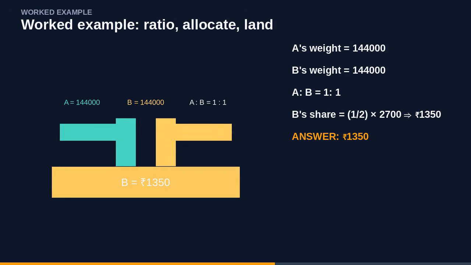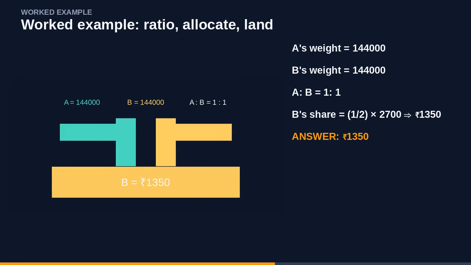A's weight equals 12000 times 12 equals 144000. B's weight equals 18000 times 8 equals 144000. Profit ratio, A to B, equals 144000 to 144000, which equals 1 to 1. B's share equals 1 divided by 2 times 2,700 equals rupee 1,350. The trap: higher capital for a shorter time can match lower capital for a longer time.